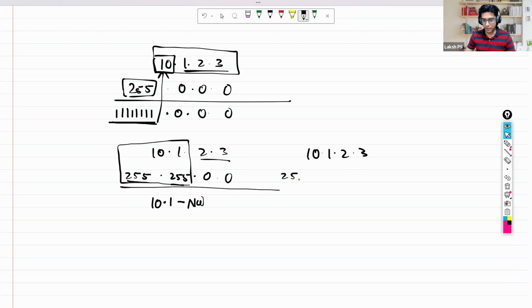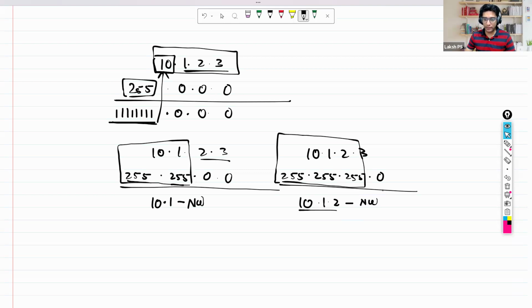Similarly, 10.1.2.3 with an address mask of 255.255.255.0. It thinks these 3 octets of the address mask correspond to the first 3 octets of the IP address, 10.1.2. This is the network part, and the next part, which is 0, corresponds to the host part. All right. Now, why is this important to understand? Because, as I said, based on the number of ones, it tries to identify which is the network part and which is the host part.